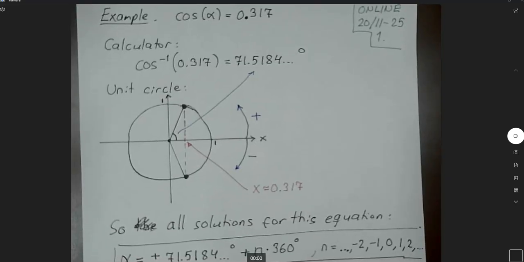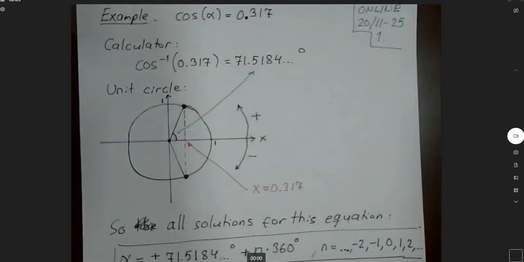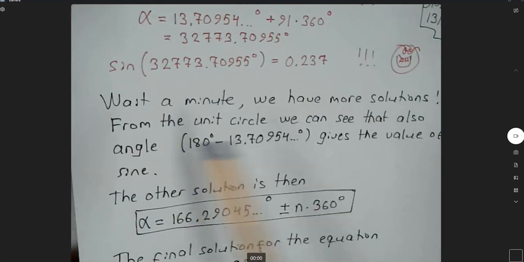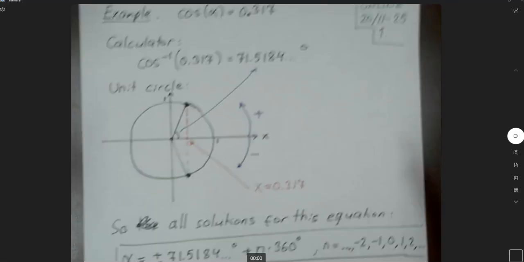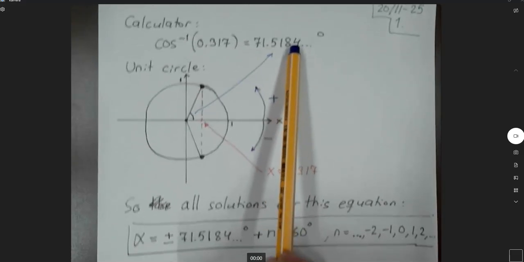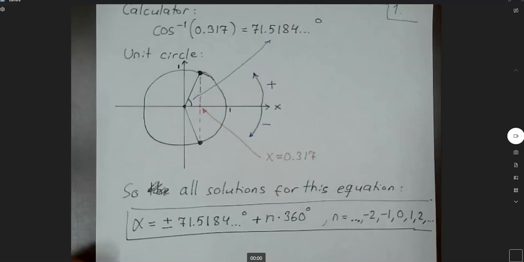This is, I would say, maybe the easiest one of these three possibilities. I would say that the sine equation is the hardest one, because you always have to find the other angle with this method. But with this cosine method, you get one value from the calculator, and the other one is by adding the minus sign there.